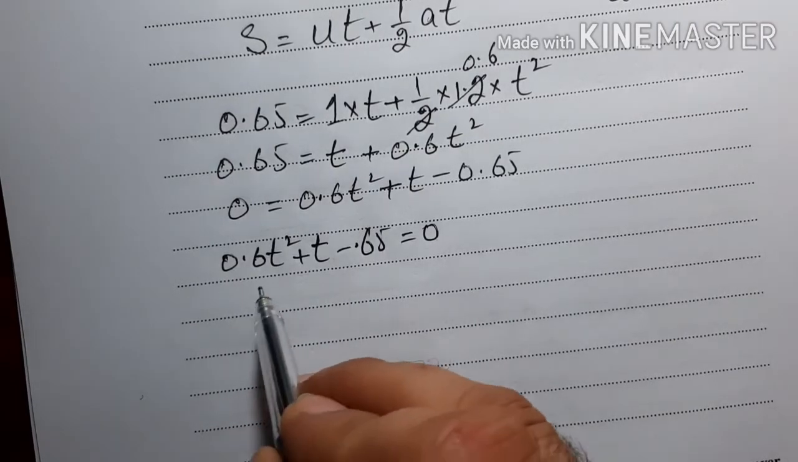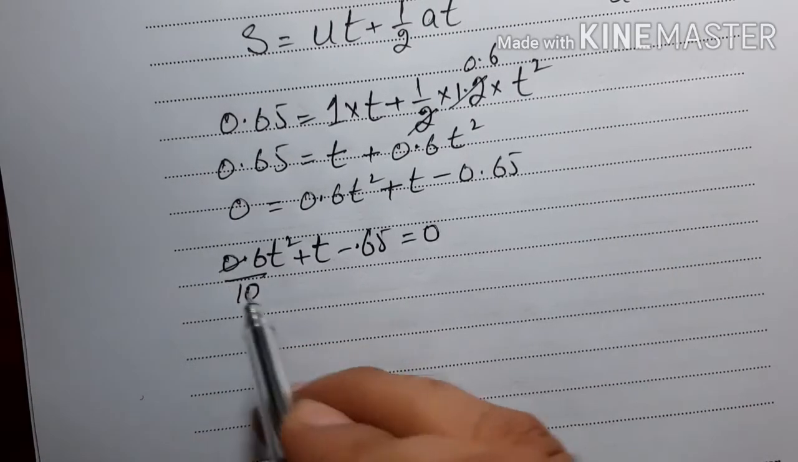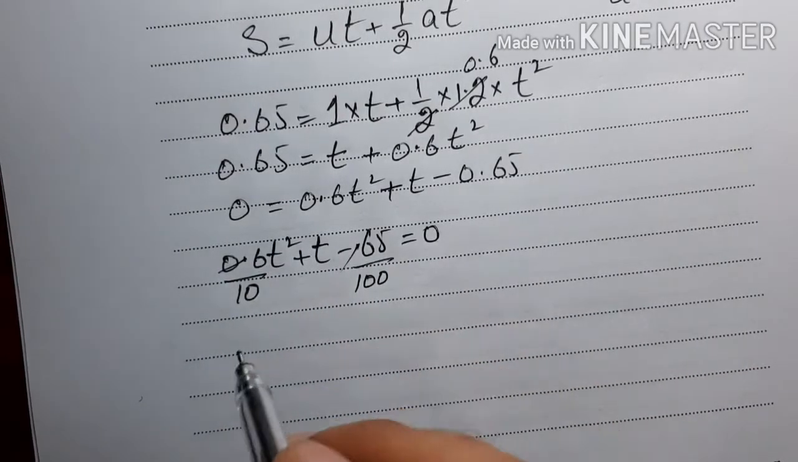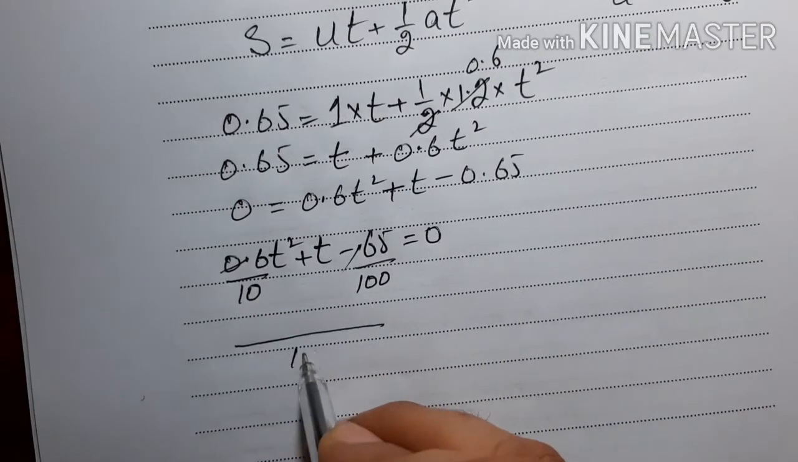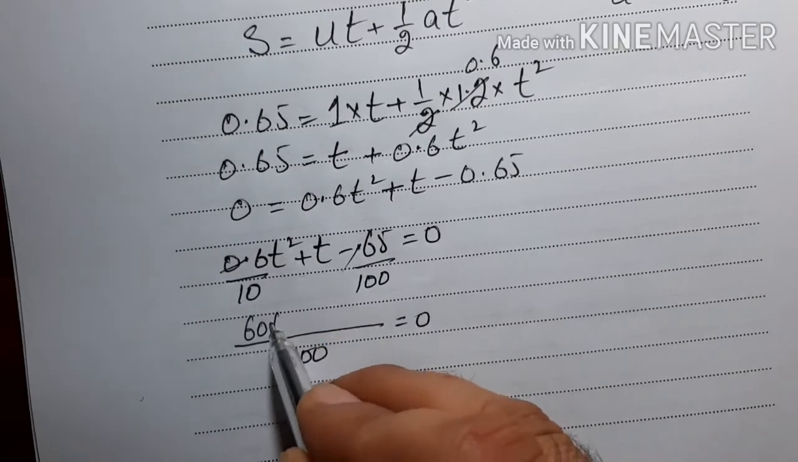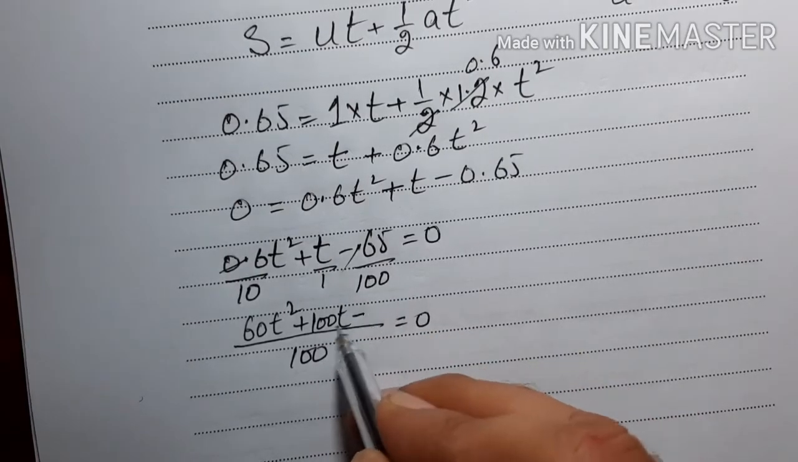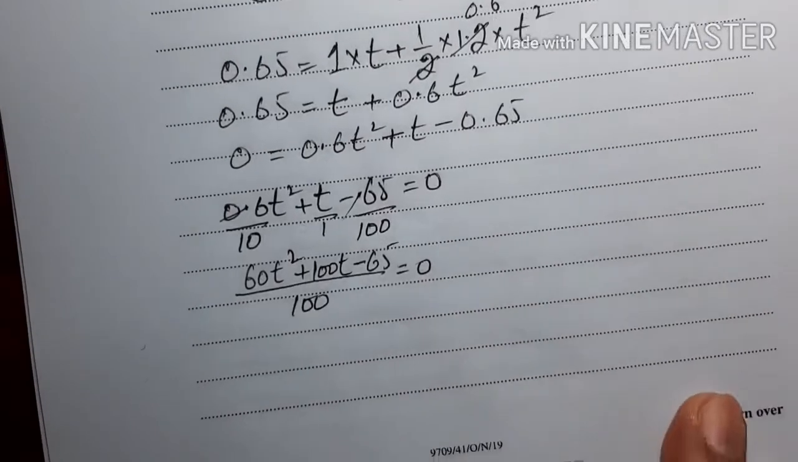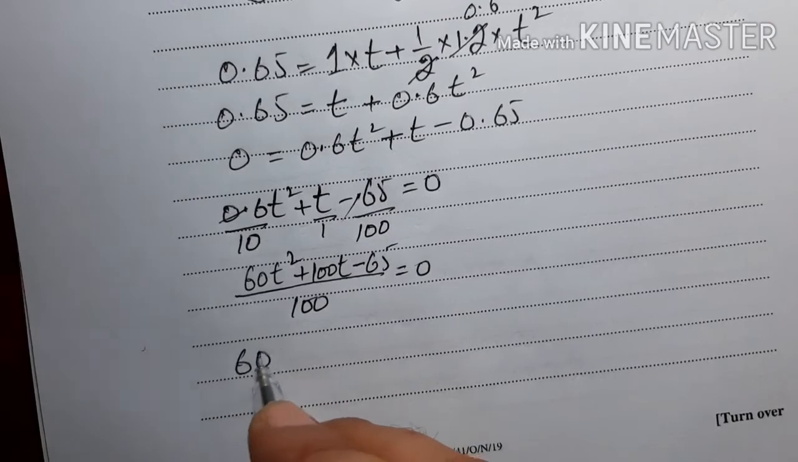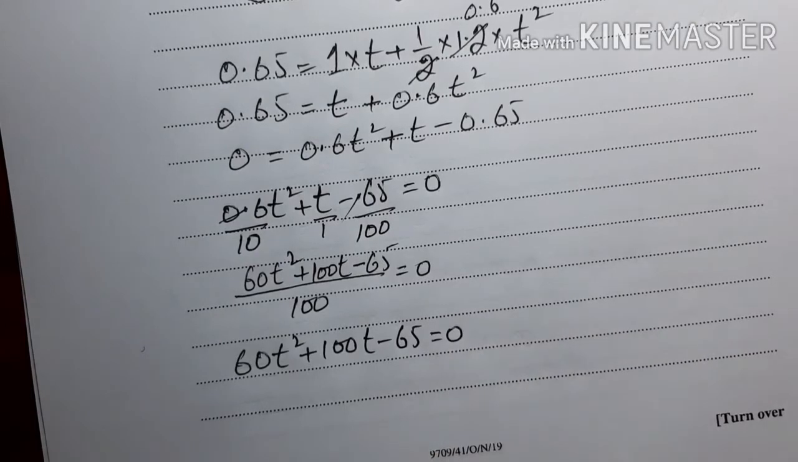First of all, we need to make this equation a bit simpler. I'll remove the decimal points: there will be 100 and 10, so take the LCM. This will be 60 t square, plus 100 t, minus 65, and the 100 multiplied with 0 stays 0. So I got the final equation 60 t square plus 100 t minus 65 is equal to 0.